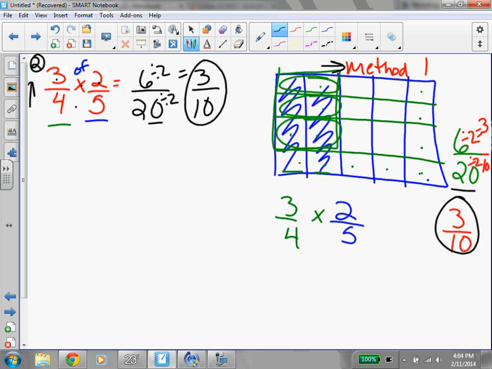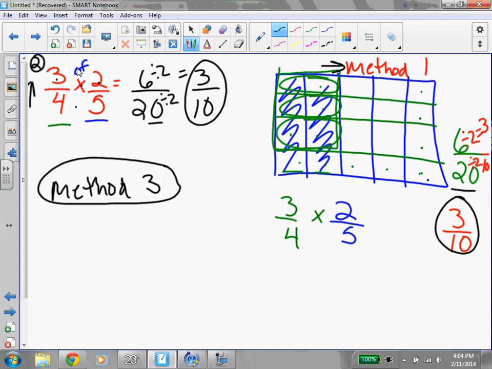So I have method 1 with the diagram, method 2 where I multiply straight across, and now I'm going to show you method 3, which is going to take a little getting used to. All right, so let's take a look at this problem again. I am going to share 3/4 of a tray of brownies, but only 2/5 of that tray. So I'm going to share 3/4 of the 2/5 of the tray of brownies.